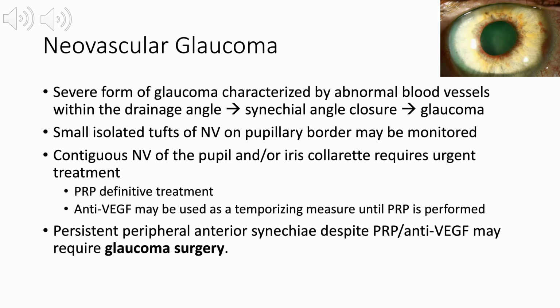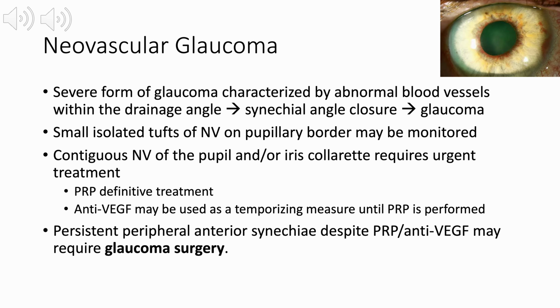Clinically, the management depends on the extent of the neovascularization. Small isolated tufts of new vessels at the pupillary border may be monitored. However, contiguous neovascularization of the pupil or the iris collarette requires urgent treatment. The definitive treatment is PRP, which follows logically since the driver is posterior segment ischemia, and we must eliminate the VEGF source rather than merely address its effect anteriorly.